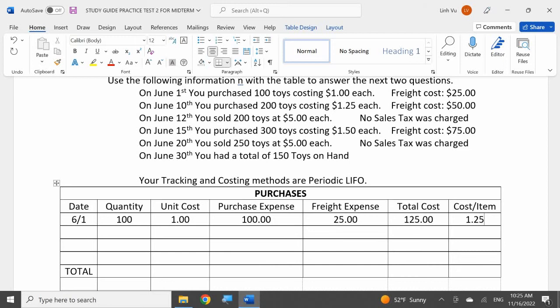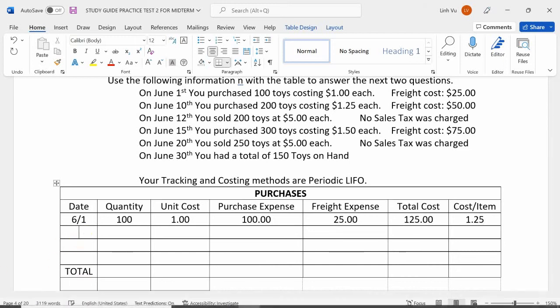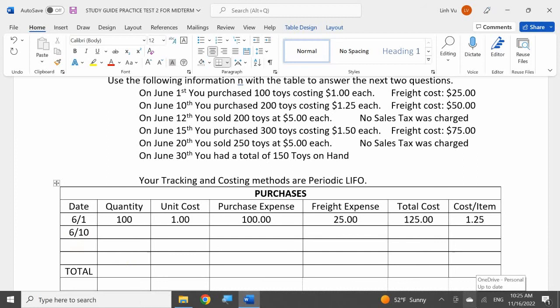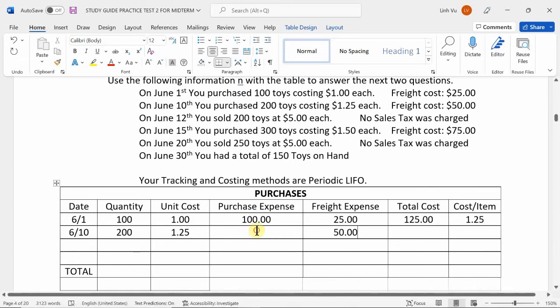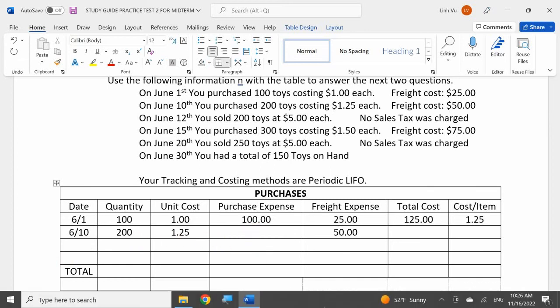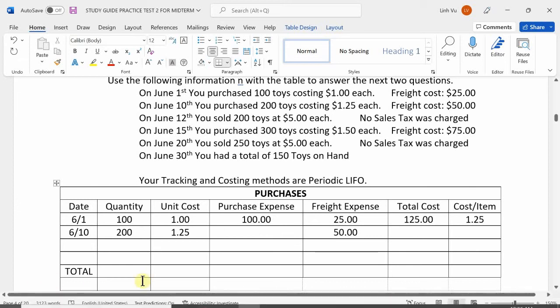Then on June 10, okay, June 10, we purchased 200 units costing $1.25 each. Okay, with the freight costing $50. So in this case, right, 200 at $1.25 is going to give you $250.